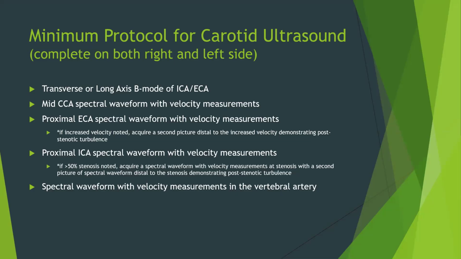These are the important things to note for our vascular surgeons. Making sure we can get our ICA-CCA ratios and making sure that we're taking velocity measurements in the proximal ECA, ICA, where most likely plaque is going to occur. And then, of course, taking that velocity measurement and a spectral waveform in the vertebral artery to make sure that that's normal as well.